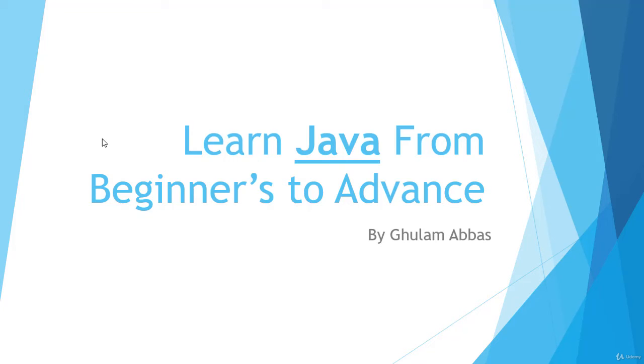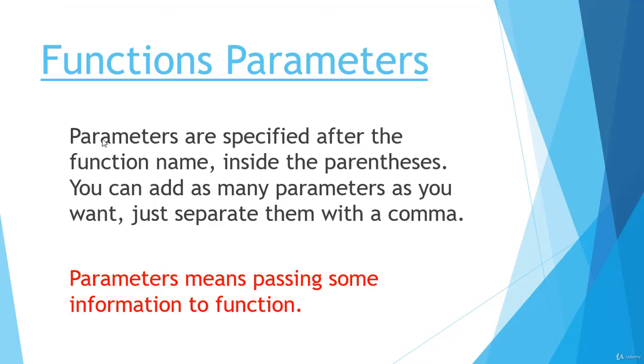Today in this video we are going to discuss functions and, basically, parameters in the function. Parameters are specified after the function name, inside the parentheses. You can add as many parameters as you want, just separate them with a comma. Parameters mean passing some information to the function. If we want to pass some information from one method to another method, then we use the parameters.